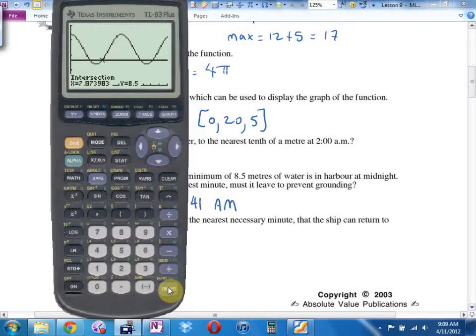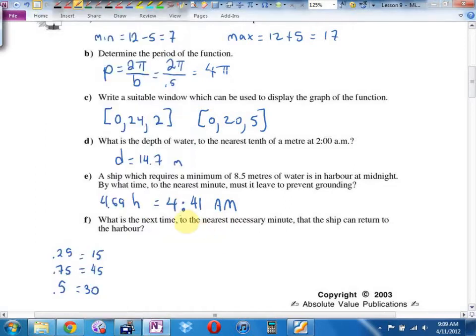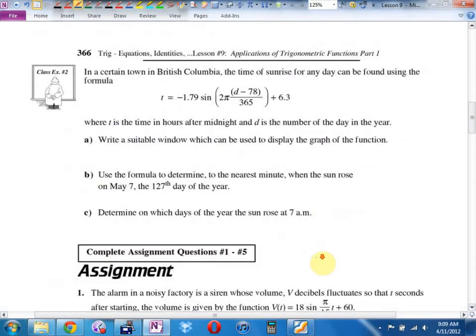7.87 hours, which is 7 hours and how many minutes? 52? So if they don't make the first, they're stuck for an extra 3 hours waiting for the tide to rise. Tide goes up, tide goes down, tide goes up, tide goes down. Turn the page.